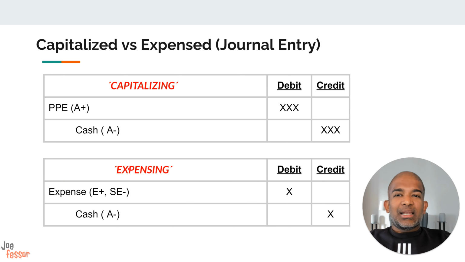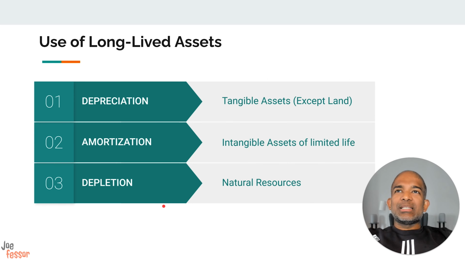So instead of capitalizing it and expensing in the future time periods, you're already going to expense it in the current time period. Now, as a firm starts using its long-term assets, these assets start depreciating in value. For example, tangible assets like machines depreciate in value the more you use them. Except land, all other tangible assets are expected to lose their value the more and more you use them, right?